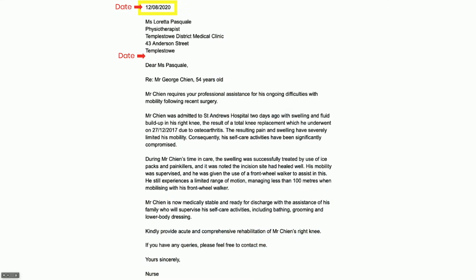Okay, let's talk about where you write the date because this confuses people. Let's check it out. So again, the date that you write at the top of the letter or below the address, either place does not matter. This will be the date of the exam. So if you're taking the exam on the 12th of the 8th, 2020, or the 1st of February, 2021, that's the date that you write.